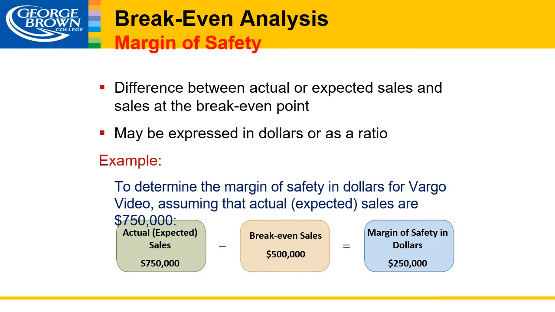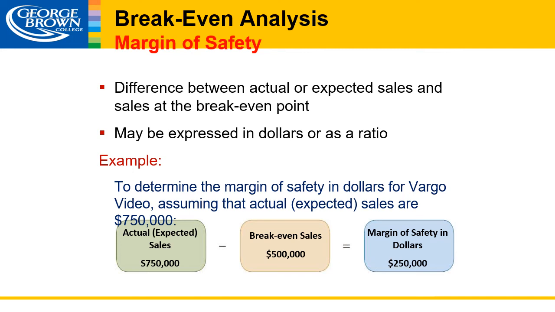So here's where we're going to start to spin off into something new, and it's called the margin of safety. Any business's margin of safety is the difference between actual or expected sales and the break-even point. This can be expressed as a dollar value or as a ratio. Essentially, your margin of safety is telling you the buffer in sales before you hit your break-even.